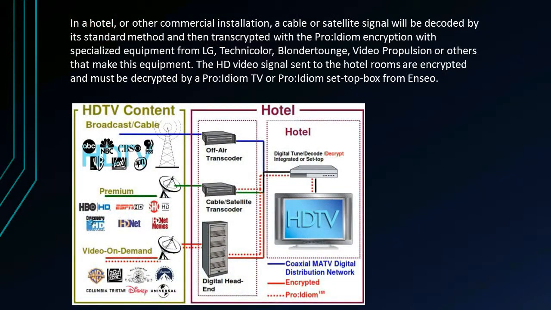In a hotel or other commercial installation, a cable or satellite signal will be decoded by its standard method and then transcrypted with the ProIDM encryption with specialized equipment from LG, Technicolor, Blonder Tongue, Video Propulsion or others that make this equipment. The HD video signals sent to the hotel rooms are encrypted and must be decrypted by a ProIDM TV or ProIDM set-top box from NCO.